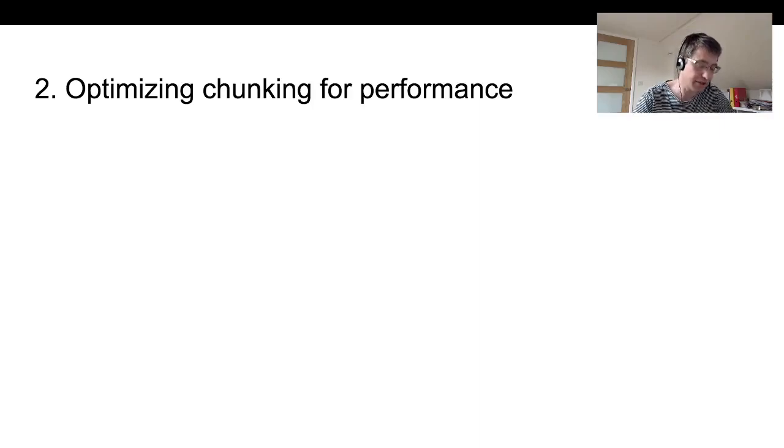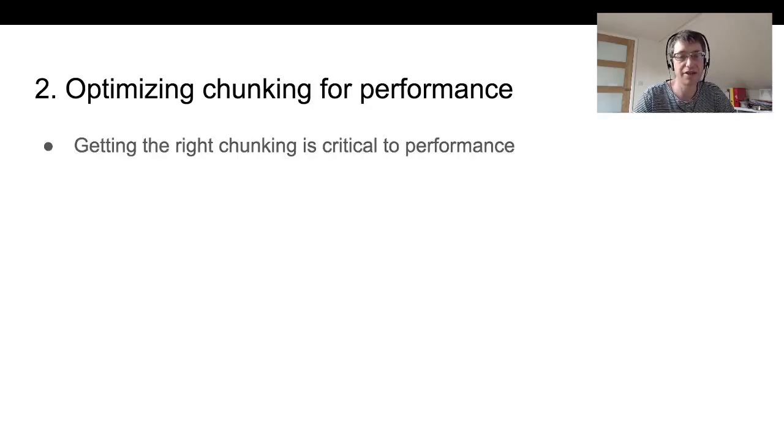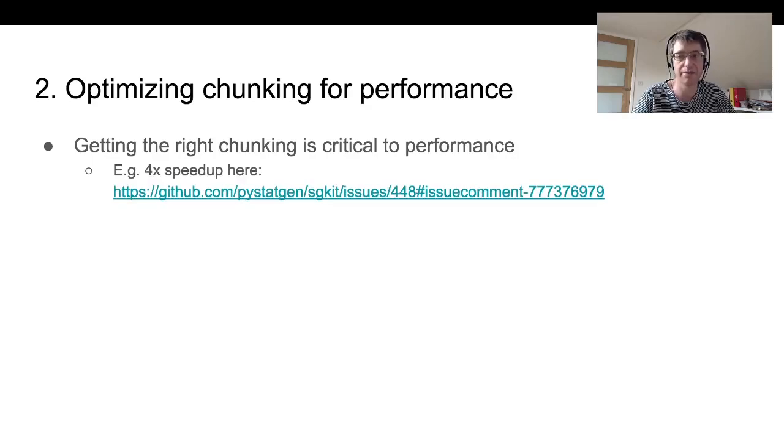The second challenge is optimizing Dask chunking for performance. Getting the right chunking is critical to performance. We found that it's very sensitive, so you can change the chunking in a particular input array and the performance will change dramatically. So here's an example of a 4x speed up that we found.